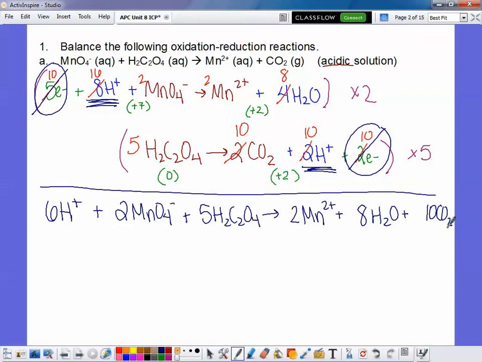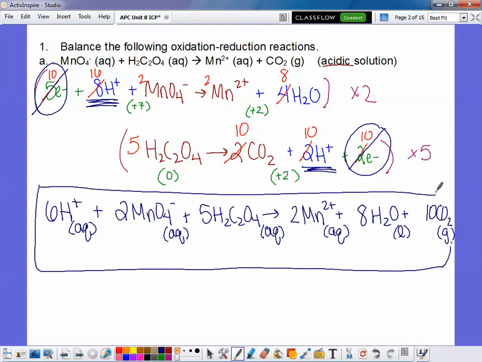And if you wanted to, you could add back in the states of matter. Remember, all ions are aqueous. Everything else, you can just look back at the original state of matter in the problem. Water is liquid. Okay, and that's my final answer. Because this was an acidic, we're going to leave it as H+.